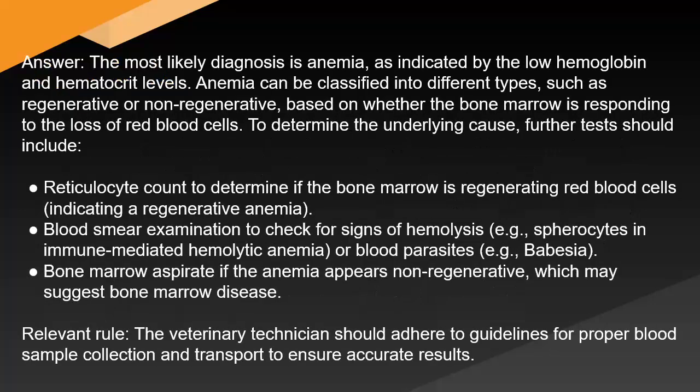Answer: The most likely diagnosis is anemia, as indicated by the low hemoglobin and hematocrit levels. Anemia can be classified into different types, such as regenerative or non-regenerative, based on whether the bone marrow is responding to the loss of red blood cells. To determine the underlying cause, further tests should include a reticulocyte count to determine if the bone marrow is regenerating red blood cells, indicating a regenerative anemia.